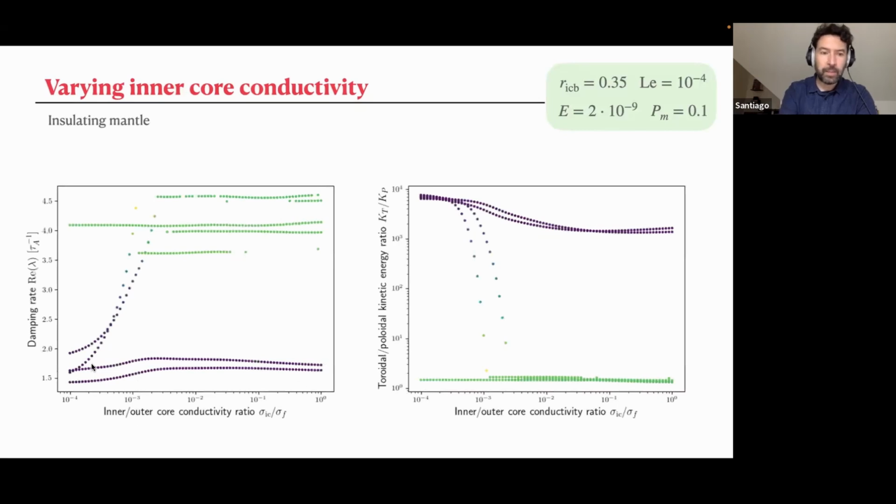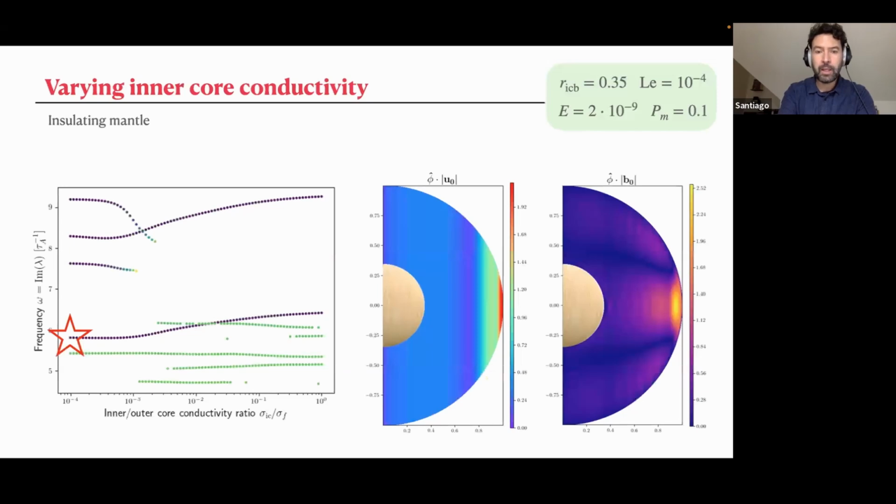This is what happens to the damping, and this is what happens to the toroidal to poloidal energy ratio. This is a very simple way to characterize the columnarity of the modes, because as long as they are very columnar, the toroidal component must be much larger than the poloidal one. But you see that the modes lose the quasi-geostrophy character, the columnarity character, as you start increasing the conductivity.